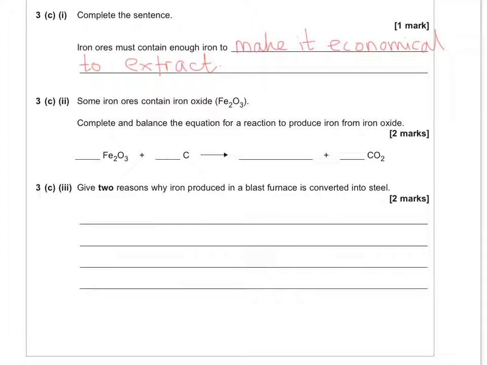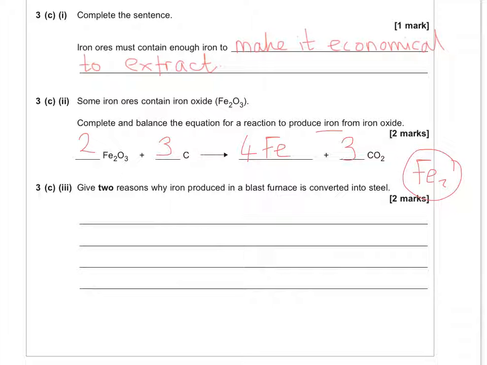Question 3c2. Some iron ores contain iron oxide. Complete and balance the equation for a reaction to produce iron from iron oxide. So it's telling us that we're producing iron. Iron symbol is Fe. Lots of people made a mistake here because they put Fe2, which then had a knock-on effect for the balancing of their equation. Now the correct balance is 2, 3, 4 and 3. However, don't panic too much, because if you did put Fe2 and you balanced it successfully, then you get 1 mark for the balancing of the equation.